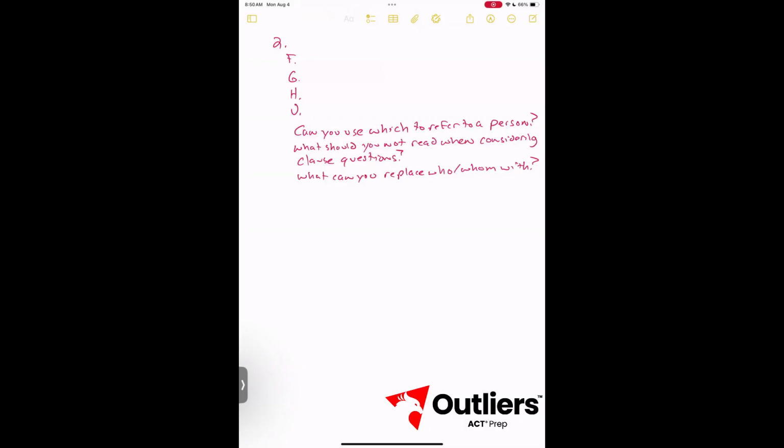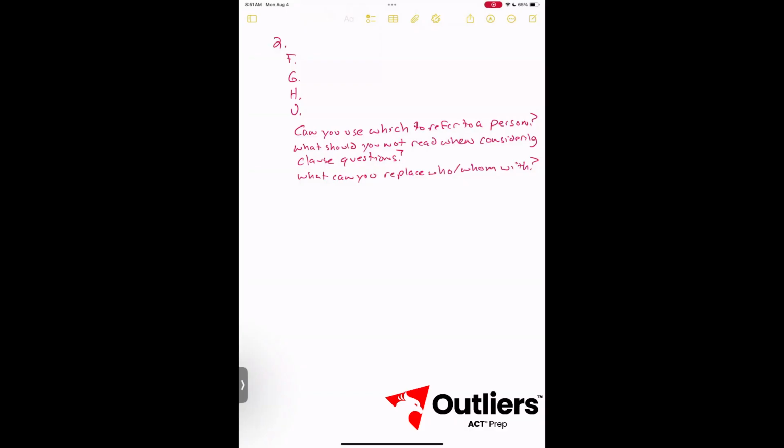First thing you need to know, can you use which to refer to a person? The answer is no. What should you not read when considering clause questions? Comma sandwiches. Comma sandwiches can start with commas, parentheses, or em dashes. Whatever they start with, we just call them all comma sandwiches for simplicity's sake. But they're often there just to make a sentence more complex. And if you read them without the comma sandwiches, it will make the question much easier.